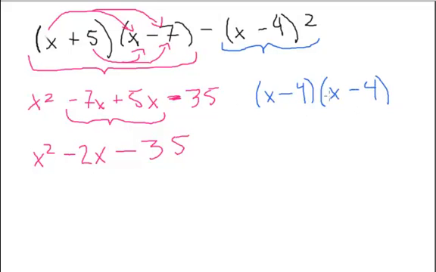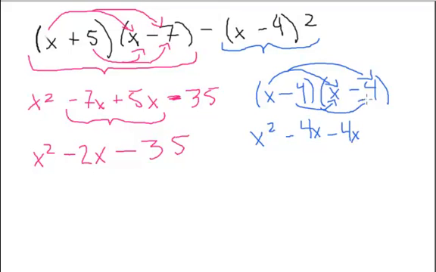So I have x times x, that is x squared. x times minus 4, negative 4x. And down here, negative 4 times x, again another negative 4x. And then lastly, negative 4 times negative 4, negative and negative becomes a positive, so positive 16.